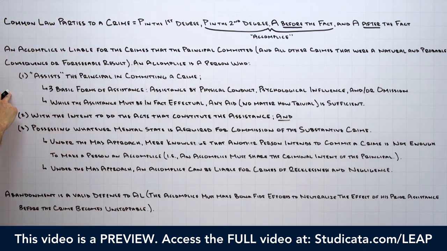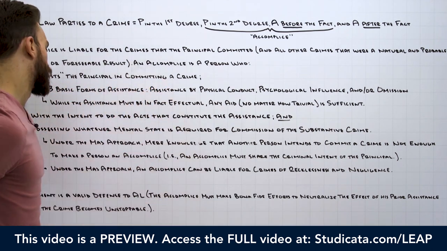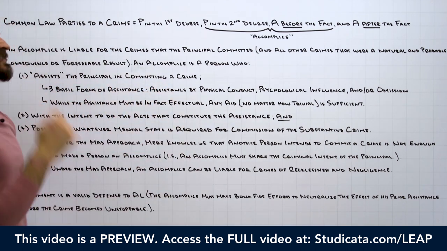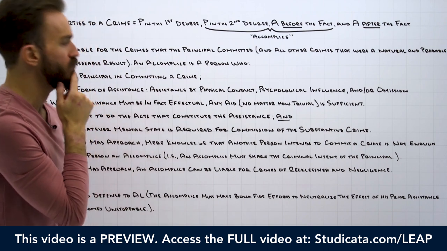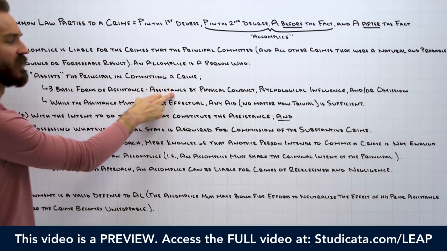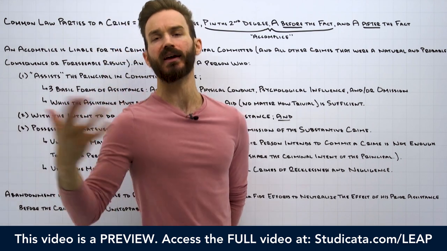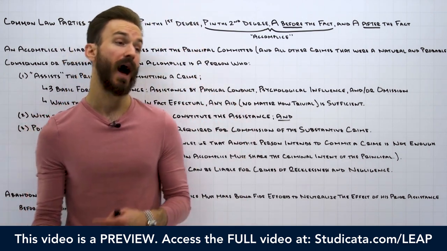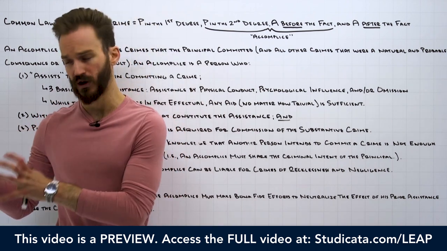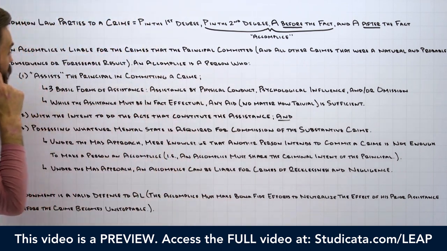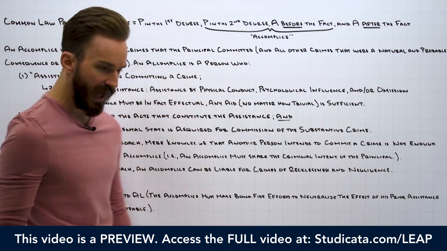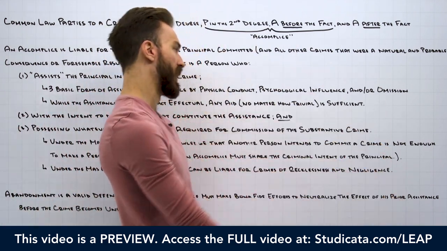But again, we can break this down element by element, starting with what is assistance. An accomplice is a person who assists the principal in committing a crime. Well, there's three basic forms of assistance. We have assistance by physical conduct, psychological influence, and or omission. So maybe the most common is assistance by physical conduct. This would be providing a gun to somebody. So I want to help somebody commit a robbery, so I go out and get a gun and provide them with a gun so that they can commit the robbery. That's assistance by physical conduct. I'm going out, I'm getting an item for them and getting it to them.